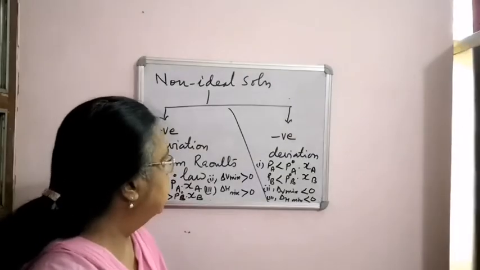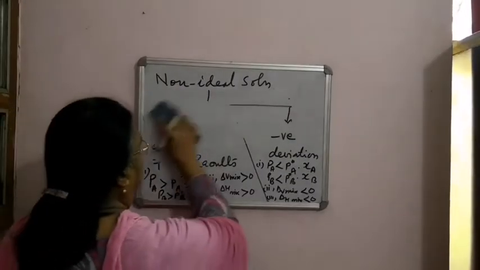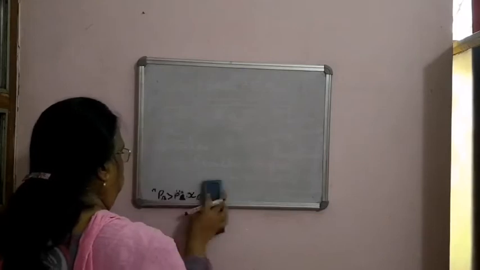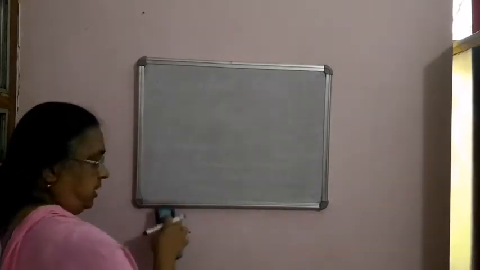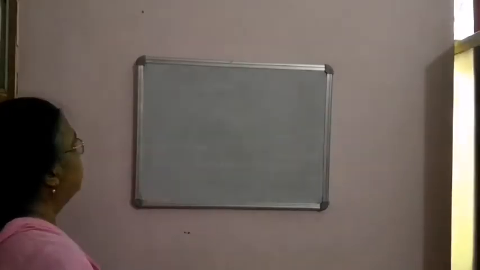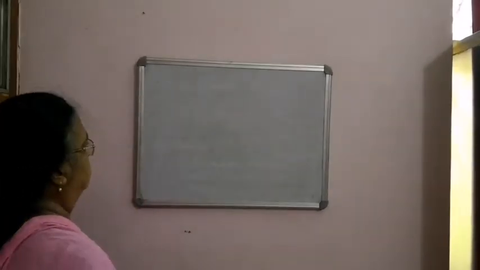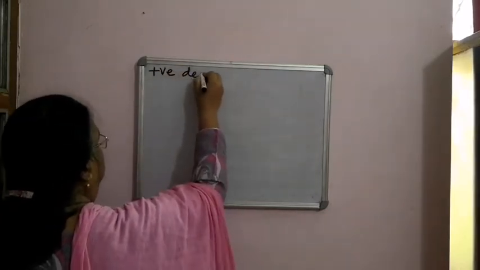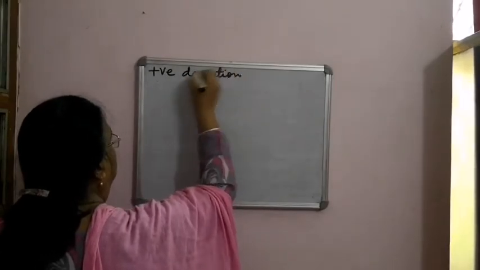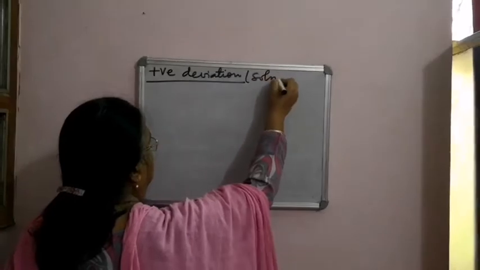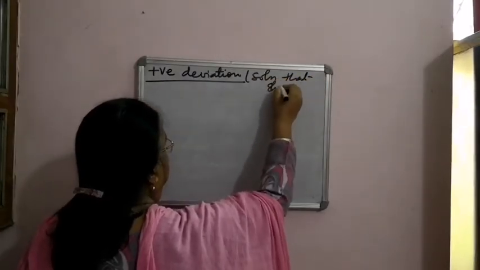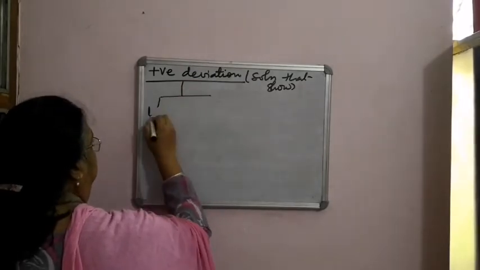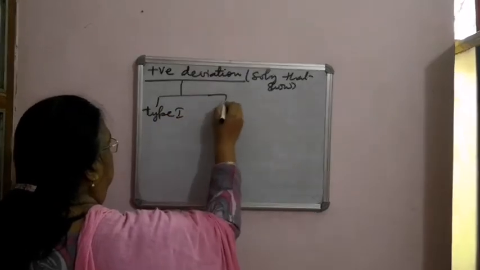So, keeping this condition in mind, we'll do the types of non-ideal solution, PX and TX diagram. PX diagrams are given, TX diagrams are given, but PX diagrams are not given in your book, so see here clearly. First we'll look at solutions that show positive deviation. These are of two types, type 1 and type 2.